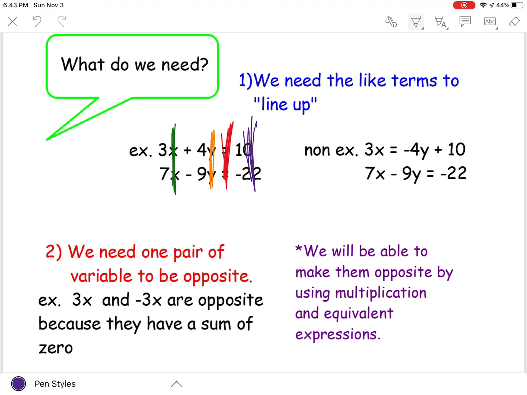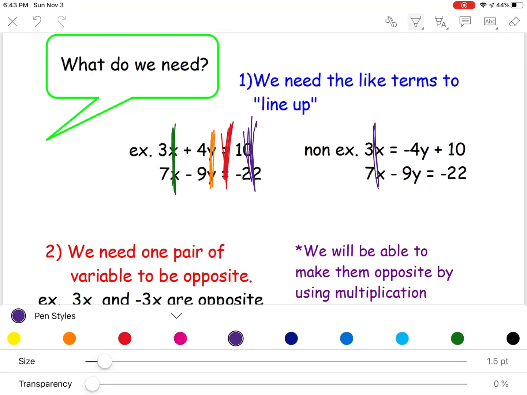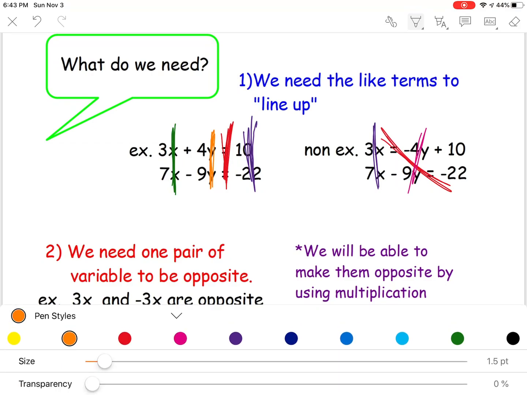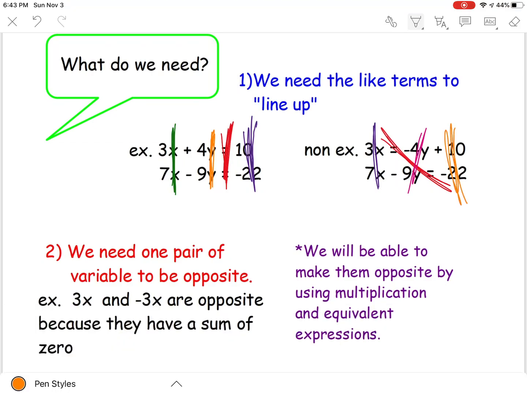They don't need to be in that order, but your x's need to be lined up from top to bottom. Your y's need to be in that same vertical line. Your equal signs need to be in that same vertical line, and your whole numbers need to be in that same vertical line. Looking at our non-example, notice how our x's are lined up, but our equal signs are not lined up, which means that our y's are kind of off, and then our whole numbers are kind of off. All right, so this is not good. This is a non-example. In order to solve by elimination, you have to line things up.